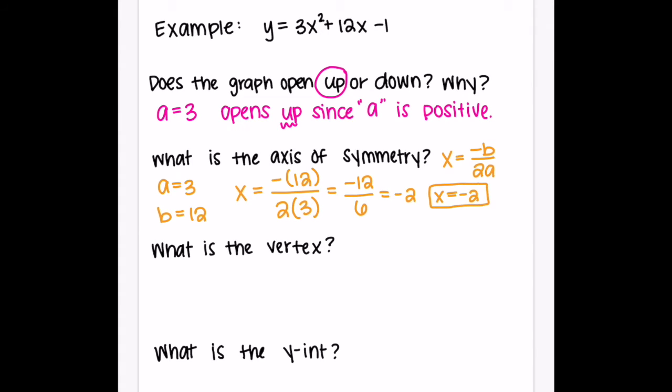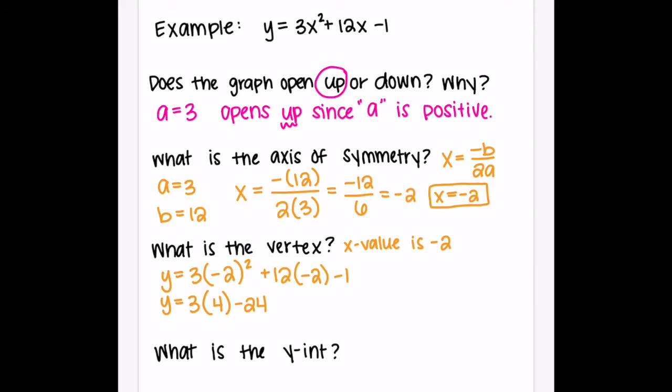And that is the x value of the vertex. So the x value, since we already know that it's negative 2, then we can plug that in for x. So we have y equals 3x squared plus 12x minus 1. Now we simplify. So y equals 3, and negative 2 squared means negative 2 times negative 2, which is positive 4. Then we have 12 times negative 2, which is negative 24, and minus 1.